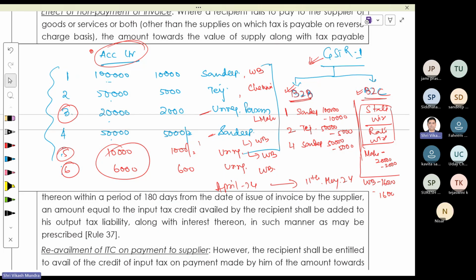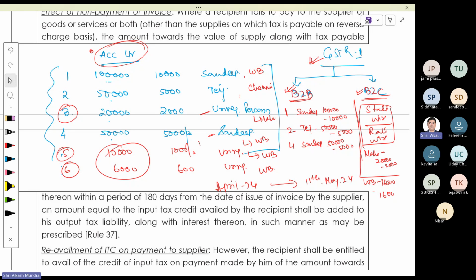That means the ITC of Mr. Sandeep depends on the fulfilling of the condition by ACC Limited, that is the supplier of that goods. Clear? Now, think from Sandeep's angle. How could Sandeep come to know that this invoice has been reported by ACC Limited so that I can claim ITC? ACC Limited is not reporting this information to Mr. Sandeep or to Tejaswani. They are not personally involved in this reporting.